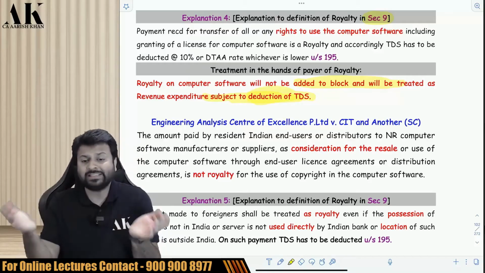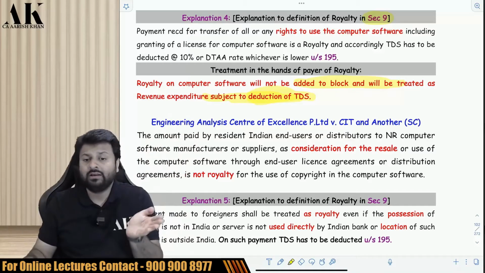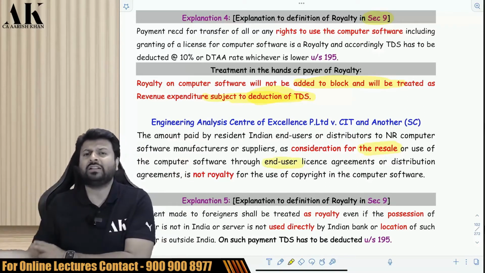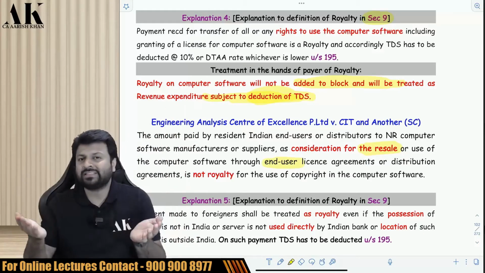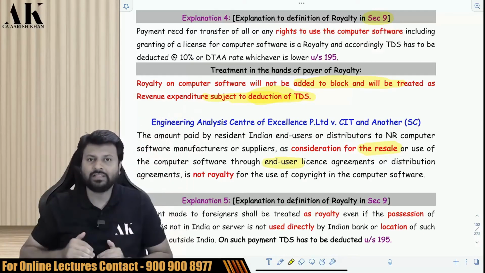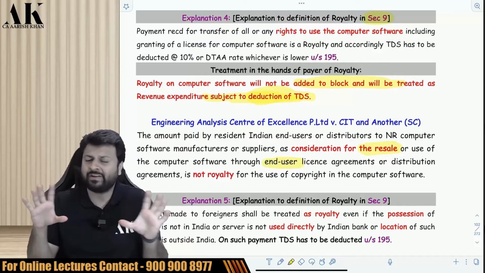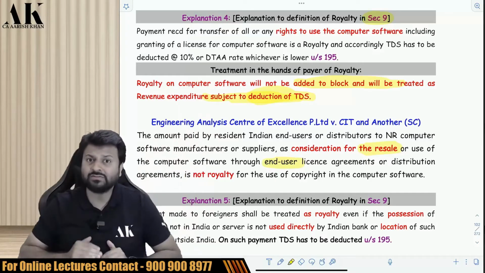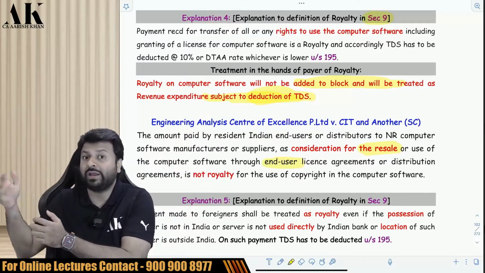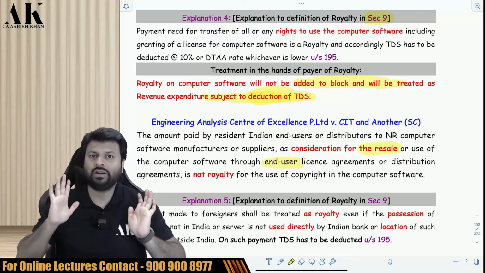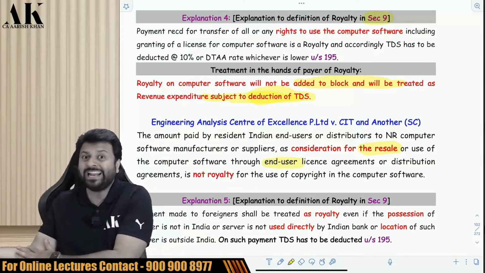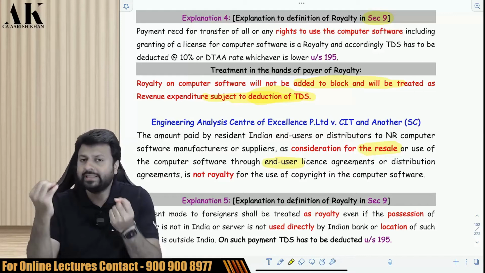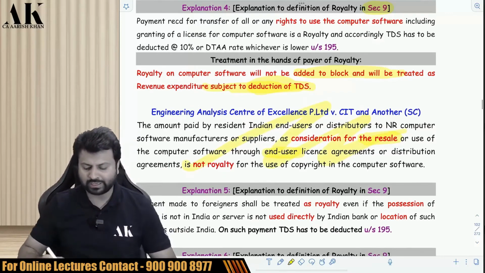But there is another case where I am buying the computer software for resale or for end use. That means I want to use that for the purpose of my business. So if I'm buying, there are three ways in which you can take that software. Again, I am explaining the first case. It is very confusing if you do not understand the things properly. If you buy the rights of the software because you want to further develop software, then that is a royalty. But if you buy the software to resell it, then it is not a royalty, then it is an asset. If you buy the software to use it, then also it is not a royalty. This is what the Supreme Court has to say in this particular case.